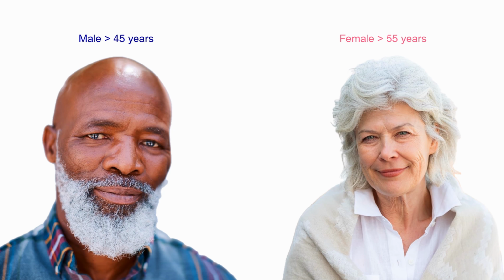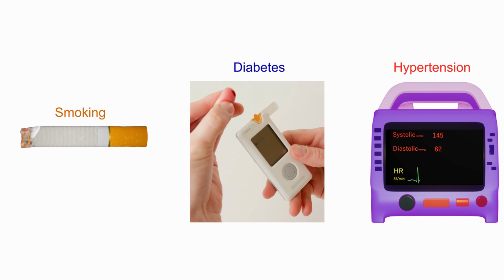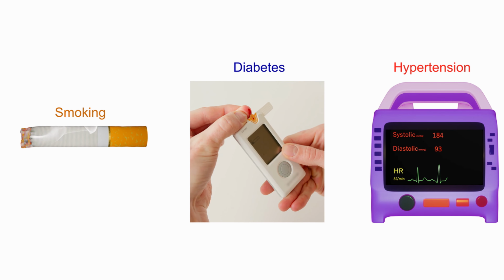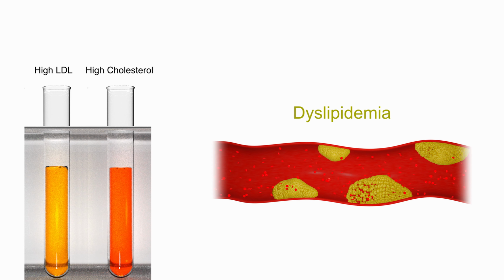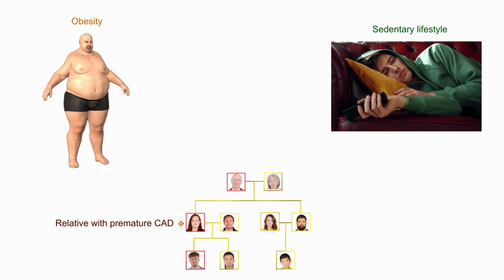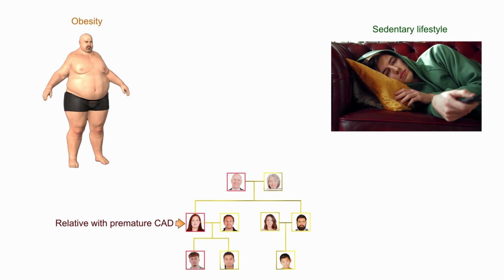Risk factors for myocardial infarction include age above 45 years for men and age above 55 years for women, smoking, diabetes, hypertension, increased blood levels of cholesterol and LDL that contribute to plaque formation, obesity, sedentary lifestyle, and family history of premature coronary artery disease.